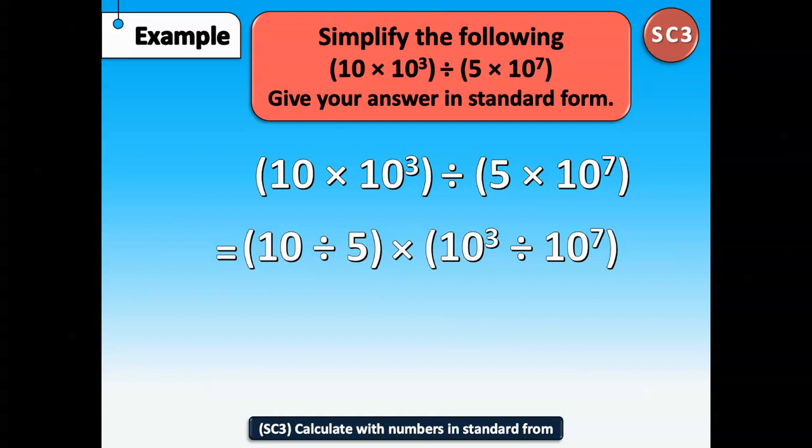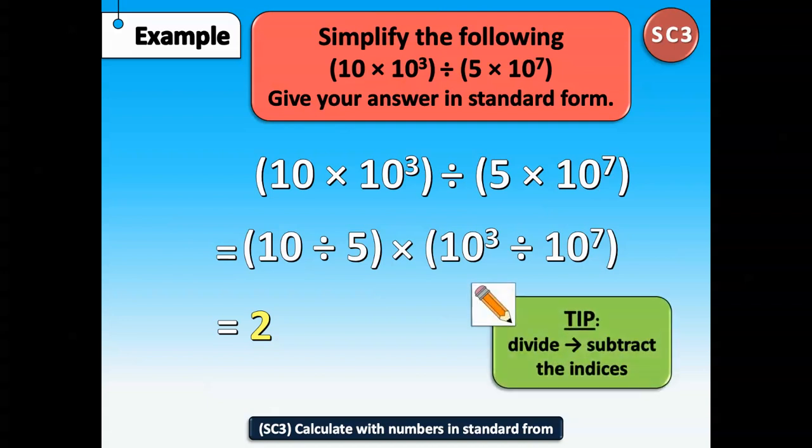Now 10 divided by 5 is 2. And 10 to the 3 divided by 10 to the 7, well, we know from our rules of indices that when we divide, we can subtract the indices. So 3 take away 7 is minus 4. So our answer is 2 times 10 to the minus 4.